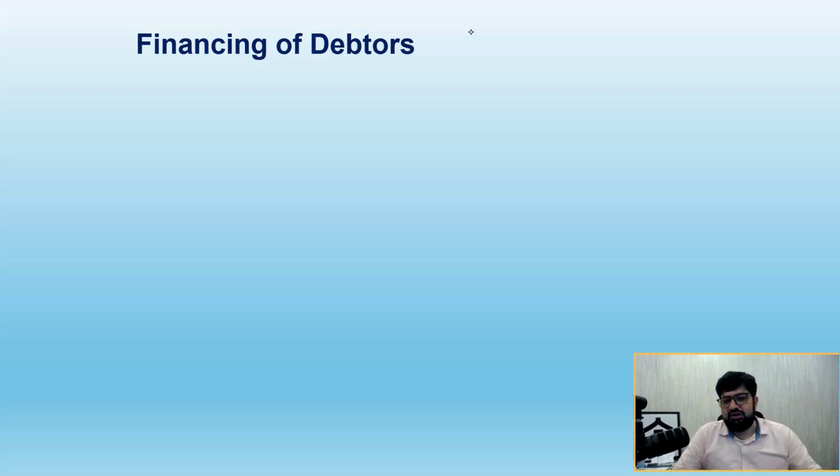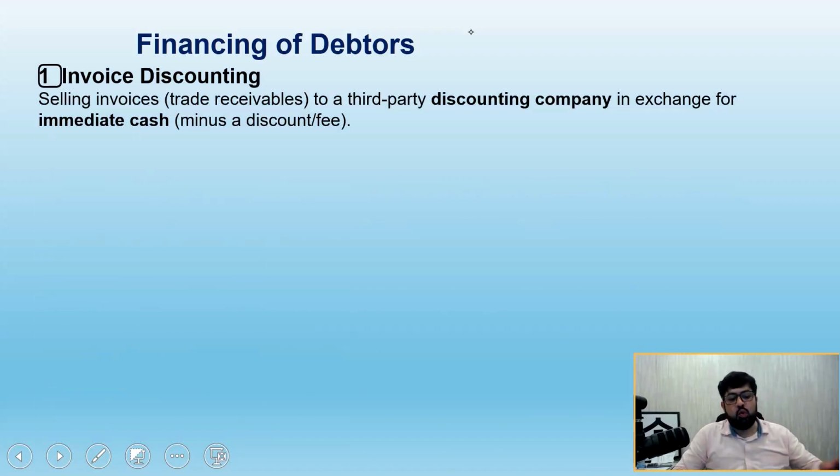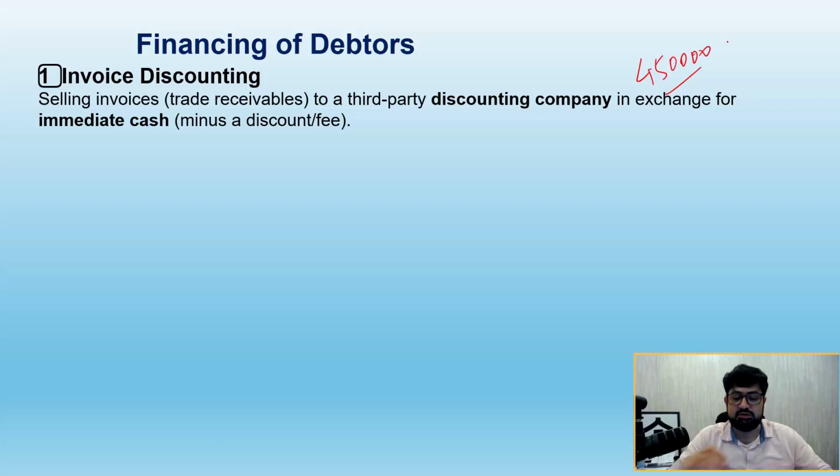The topic is financing of debtors. How debtors have to be financed. So the first method is invoice discounting. Basically, for example, the company has a total invoice of debtors of 450,000. The company needs money now, and this amount has to be received, for example, in 60 days.